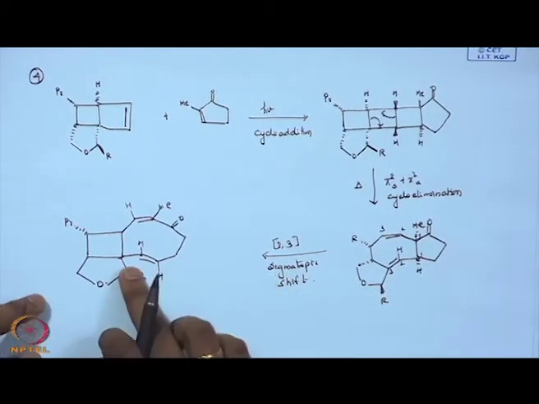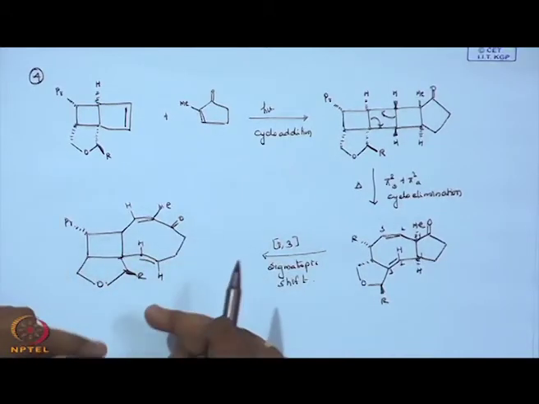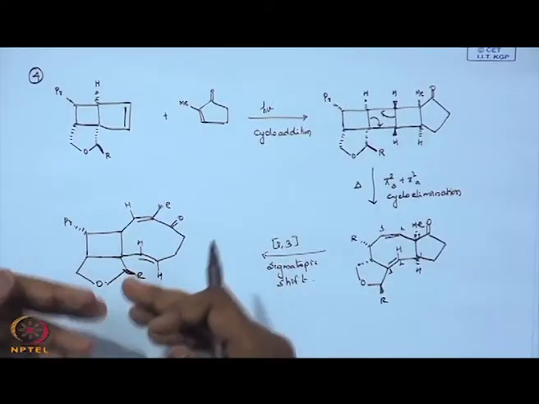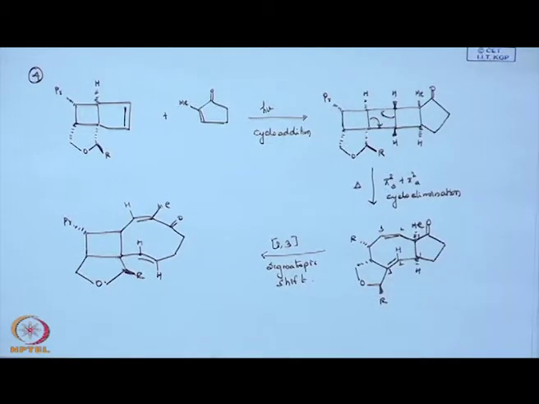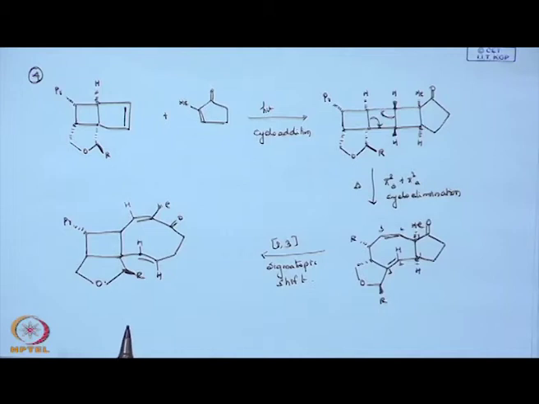So what happens, this again undergoes a bond rotation and then again it undergoes a 3,3 sigmatropic shift. Okay, this undergoes a slight bond rotation, followed by a 3,3 sigmatropic shift to give the final product. Fine. Any doubt with this?